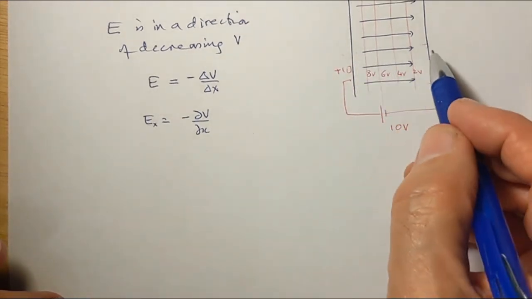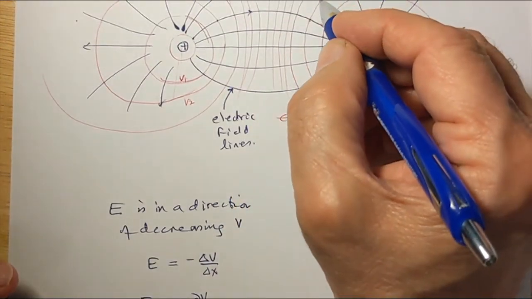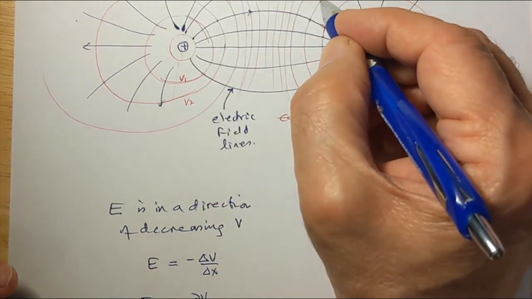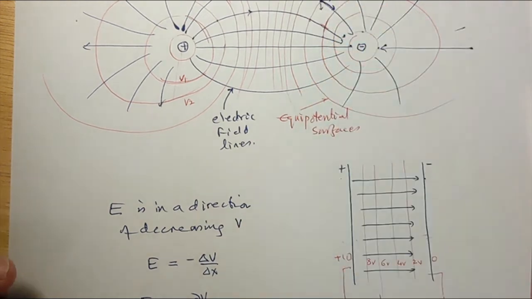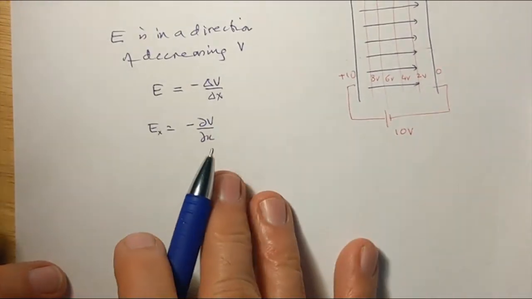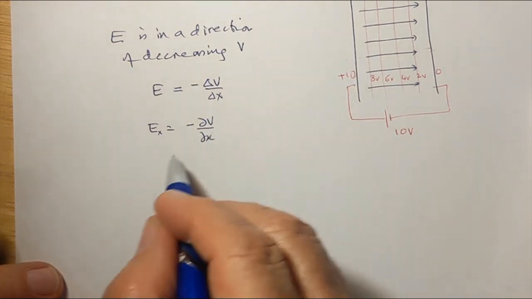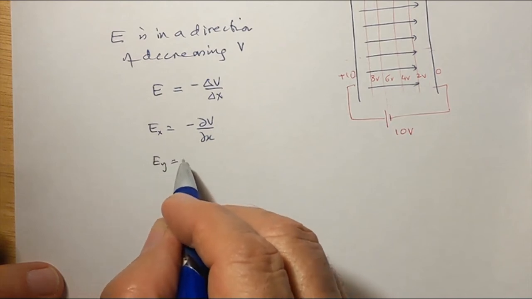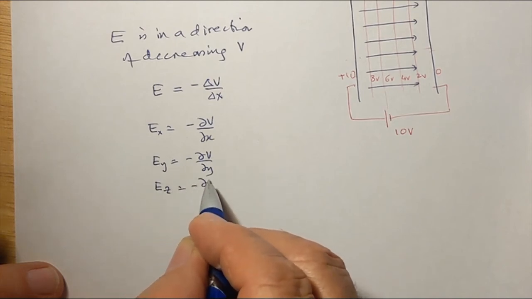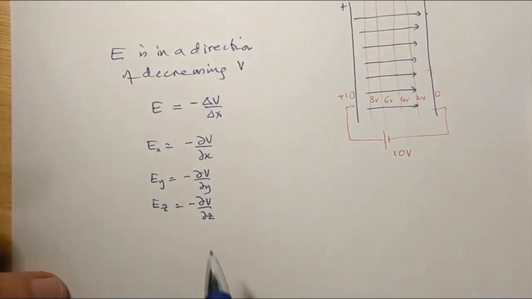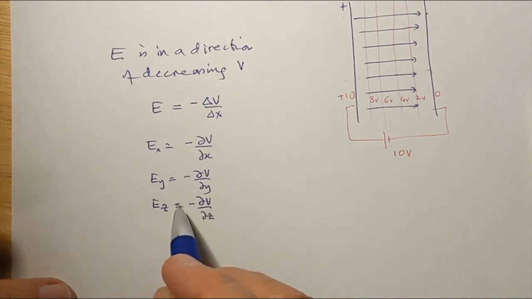In this case there's only one component, but if it were a field like this over here, then the electric field going this way would have an x component and a y component, and we could say that Ex is minus the partial derivative of the potential with respect to x, and Ey would be minus partial V with respect to y, and Ez would be minus partial V with respect to z. So the more rapidly the potential changes, the bigger the electric field.